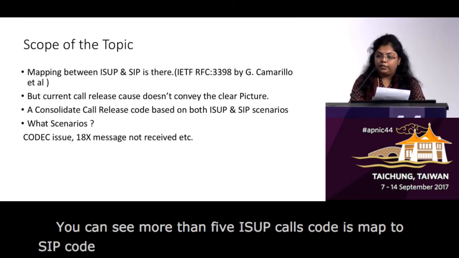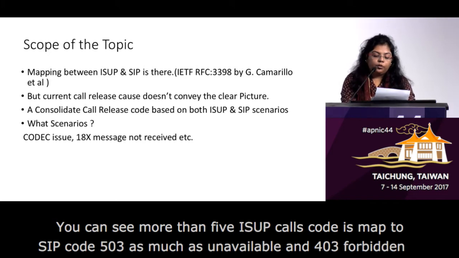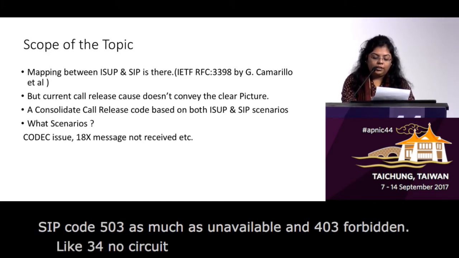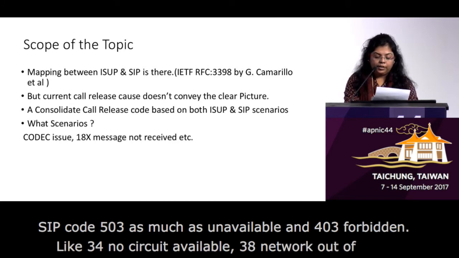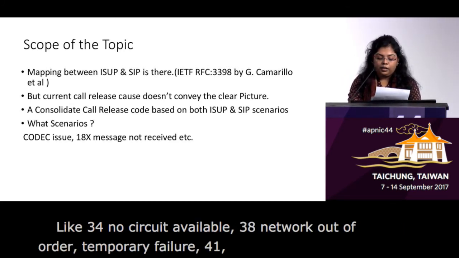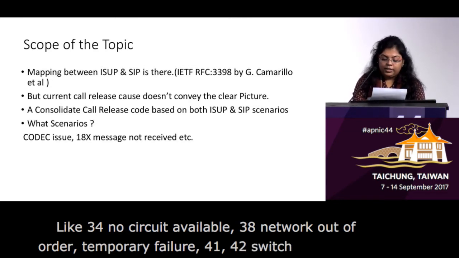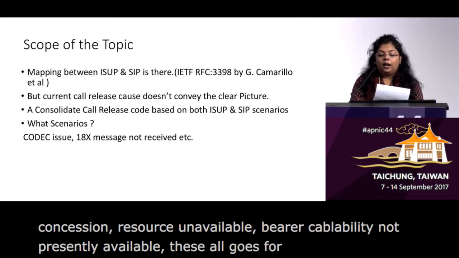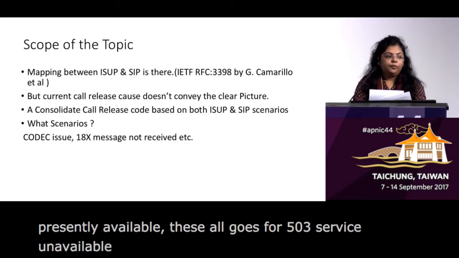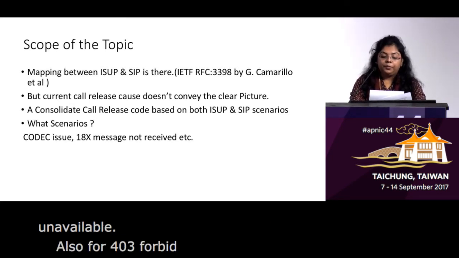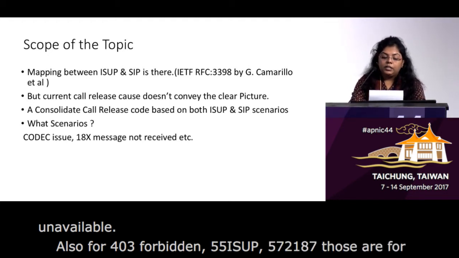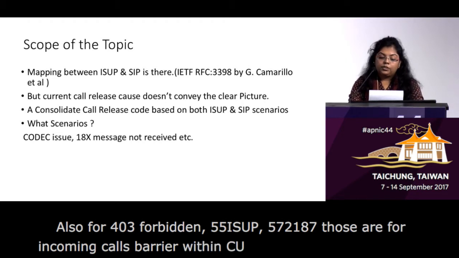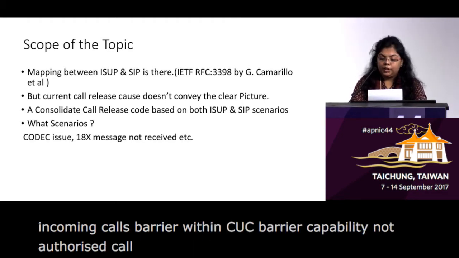Unavailable and 403 Forbidden. Like 34 no circuit available, 38 network out of order, 41 temporary failure, 42 switch equipment congestion, resource unavailable, bearer capability not presently available. This all goes to 503 Service Unavailable. And also for 403 Forbidden: 55, 57, 21, 87, those are for incoming calls barred within CUG, bearer capability not authorized, call rejected, user not member of CUG.